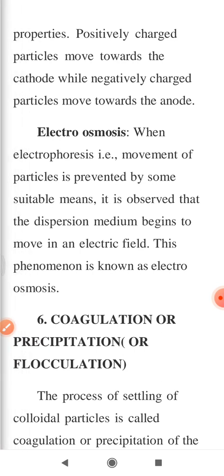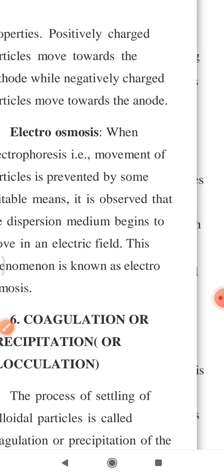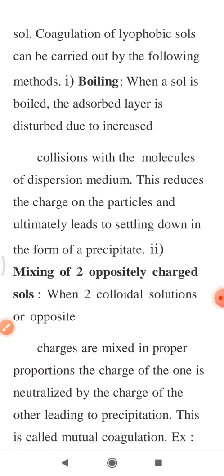Next one is coagulation, or precipitation, or flocculation. The process of settling of colloidal particles is called coagulation or precipitation. Precipitation means normally particles settle, right? So here, if the colloidal particles settle down, then it is called coagulation. Coagulation of lyophobic sol can be carried out by the following methods.